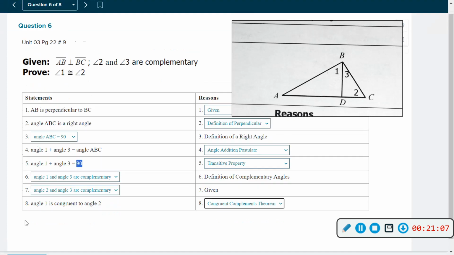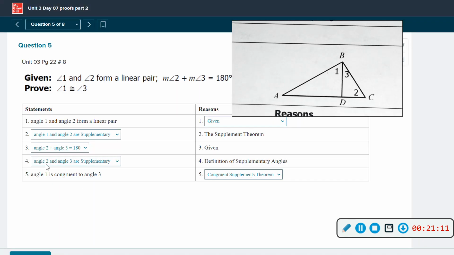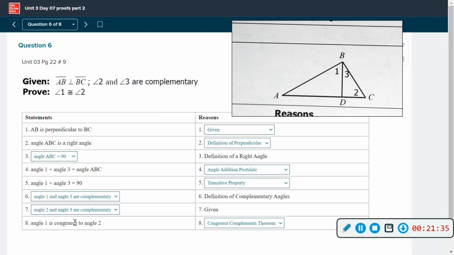So on the previous question, we had angle 1 and 2, angle 2 and 3. We cut out angle 2, and we had 1 and 3 in terms of supplementary. So that's what happened. You cut out the middleman in terms of supplementary, and this time around, we cut out the middleman in terms of complementary. So that's what the congruent complements theorem is.